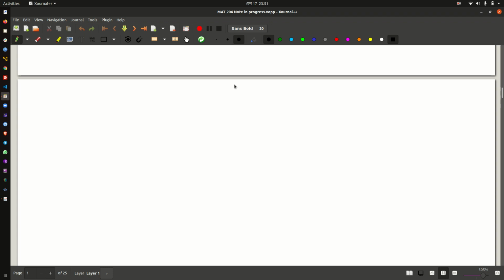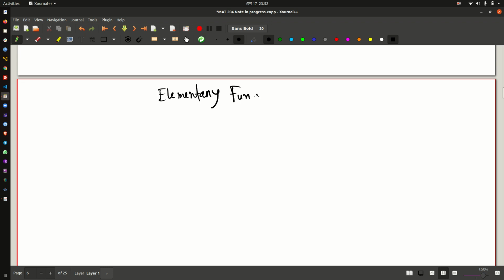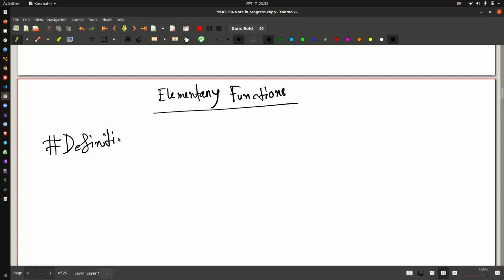Hi everyone, to see some essential definitions that will be needed when we want to deal with functions of complex variables. So our goal is to discuss elementary functions. And first we want to discuss some definitions that will be essential to define functions of complex variables.